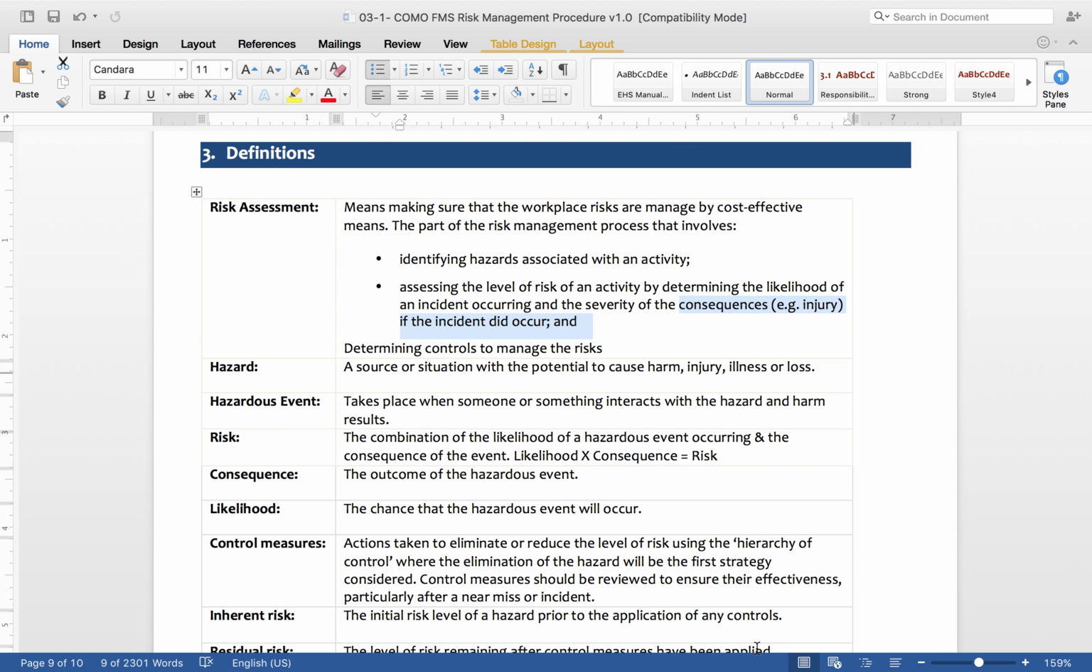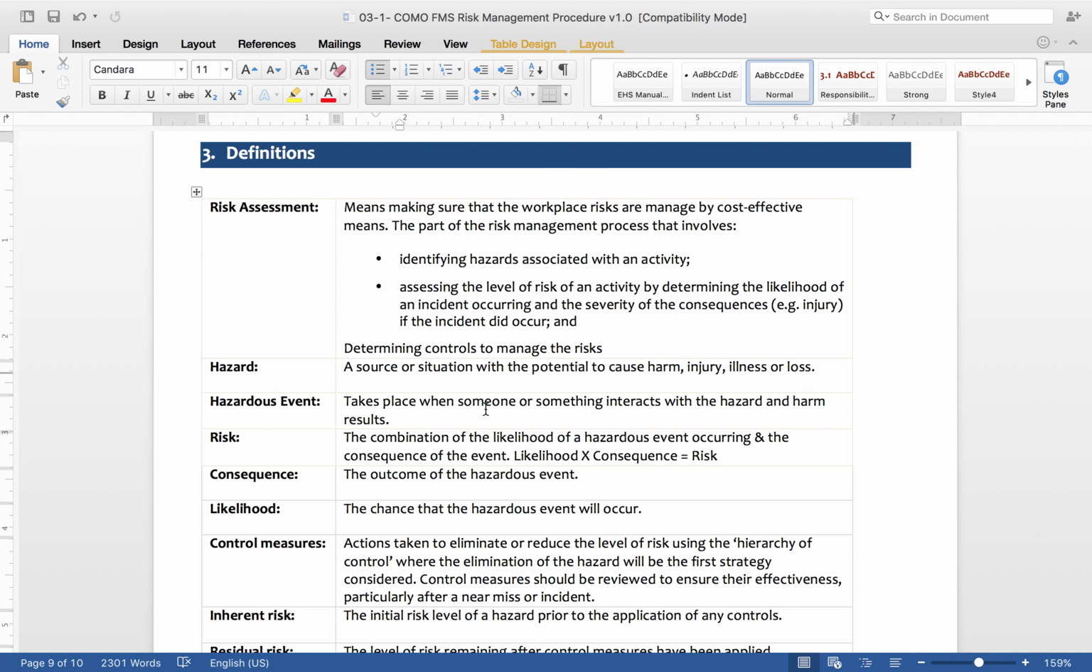So, risk assessment. Let's first define risk assessment. It means making sure that workplace risks are managed by cost-effective means. It is part of the risk management process, which involves identifying hazards associated with an activity and assessing the level of risk of an activity by determining the likelihood of an incident occurring and the severity of the consequences. Take note of likelihood and consequence. We're going to define them again in a few seconds.